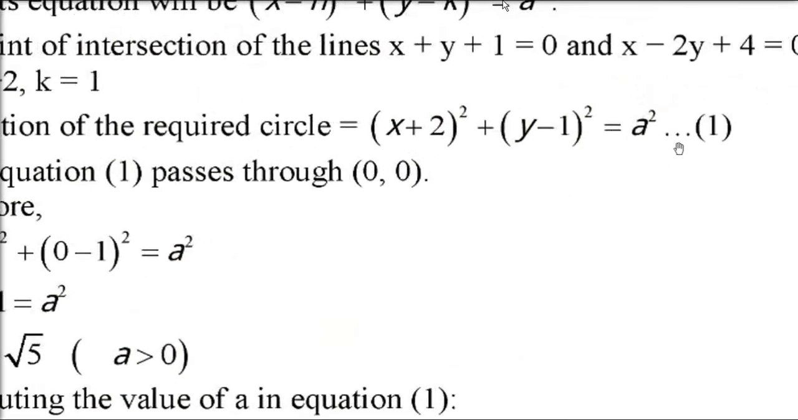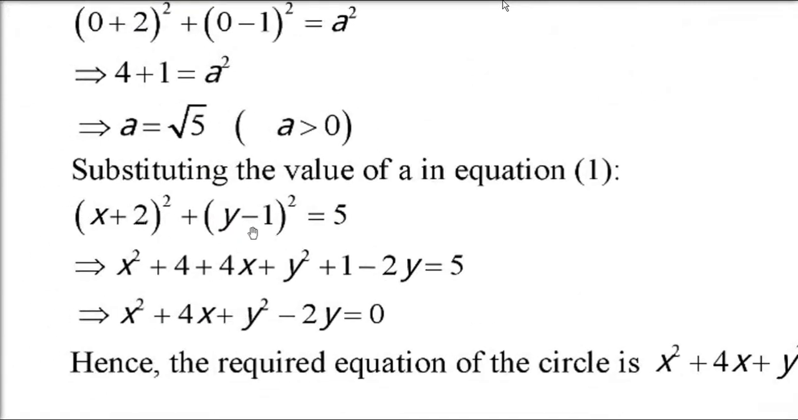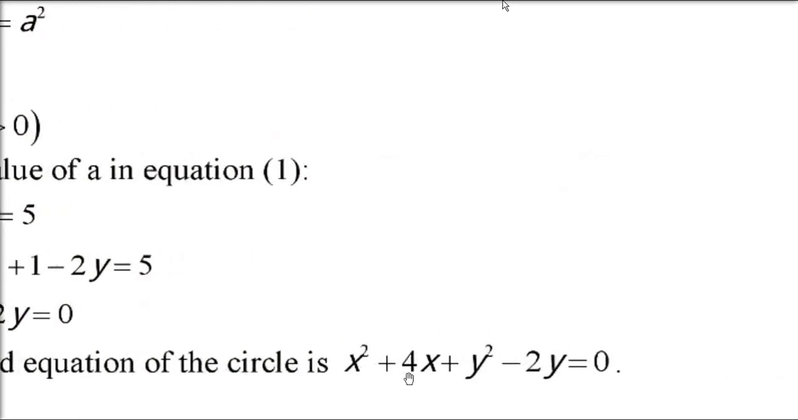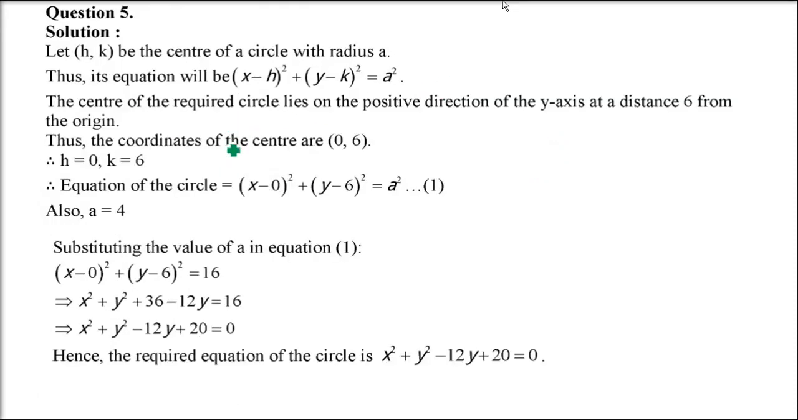When a is root 5, put this here. (x plus 2) whole square plus (y minus 1) whole square equals 5. We just open this and resolve it. You will get x square plus 4x plus y square minus 2y equals 0 as the final equation. I'm not doing it completely because there is nothing special about it. Whenever something special comes, I'm going to solve it.